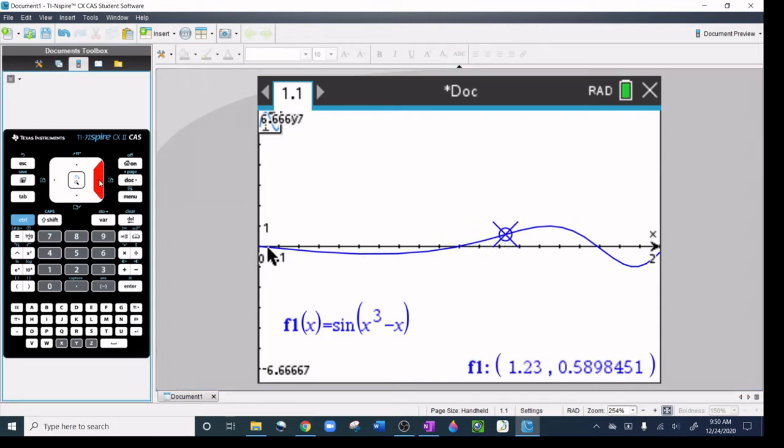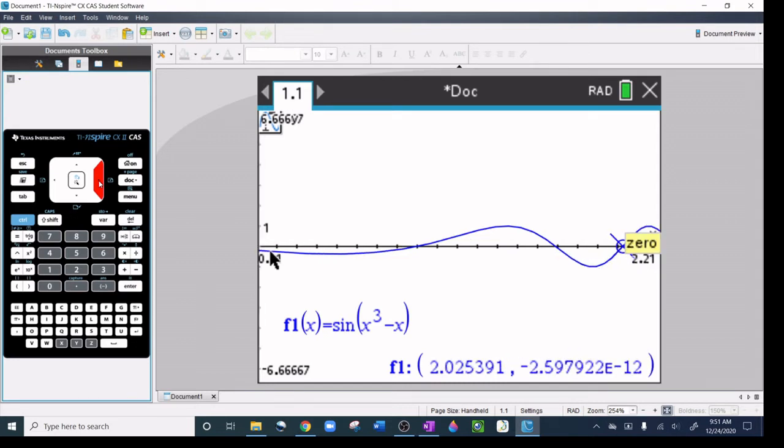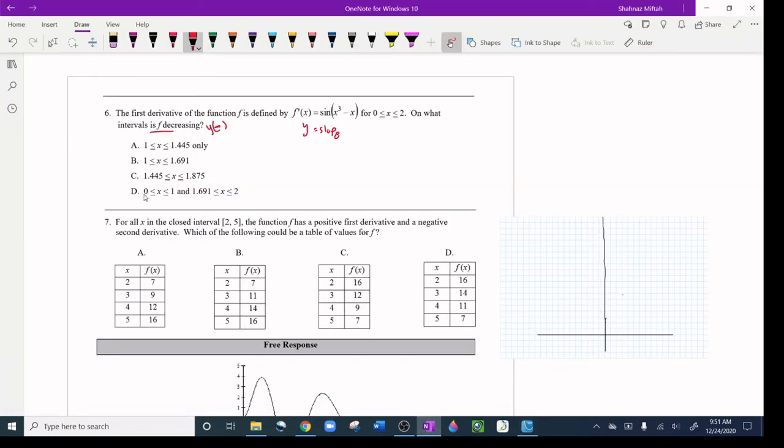Then I'm going to go and check the other one. Right here where it says 0, that's 1.69. So I have 0 to 1 and 1.69, 1, and then go to the next one where it's right here another 0, that's 2.025. So the answer is 0 to 1, 1.69, 1 to 2. So the answer is D. Because that was f prime graph, all we have to look for are the negative y values, that's decreasing.